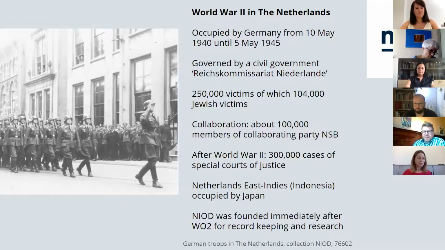Again, after the Second World War, already 300,000 cases of special justice were carried out. Those files and records where people were judged because of their collaboration are still being kept. They're not kept at the NEOD, but at the National Archives, and they're still quite a big source of research. You may know Indonesia, the Netherlands East Indies at that time, also occupied not by Germany, of course, but by Japan. And we at NEOD also collected some records of that period in time.